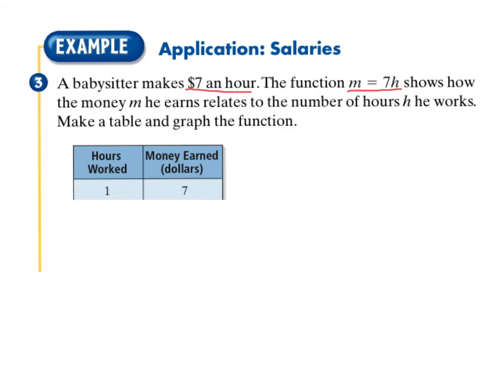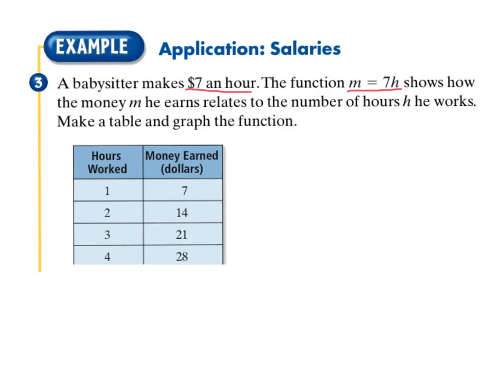So if we look at 1 hour of work, and we can't do negative numbers here because you're not going to have negative hours worked. You either worked or you didn't. So we'll start with 1. 1 hour, 1 times 7 gives us 7. 2 hours, 2 times 7 gets us 14. 3 hours, 3 times 7 gets us 21. 4 hours, 4 times 7 gets us 28. Now we're going to graph those points. So those points correspond to (1, 7), (2, 14), (3, 21), and (4, 28).